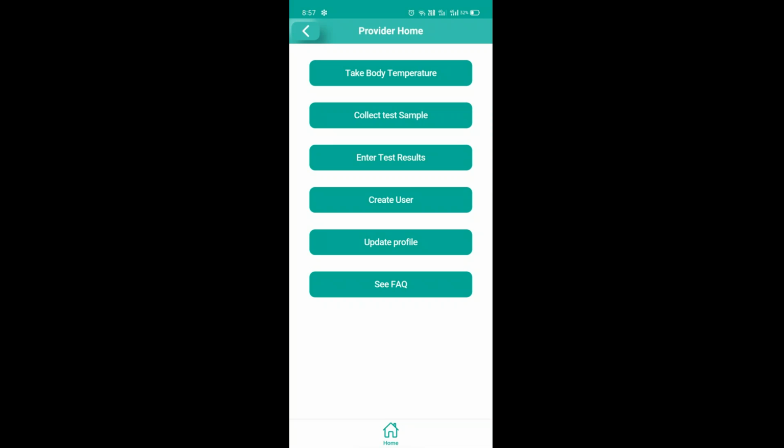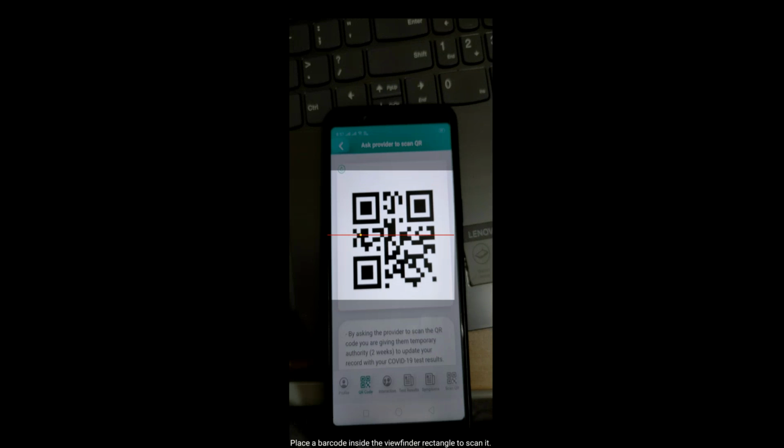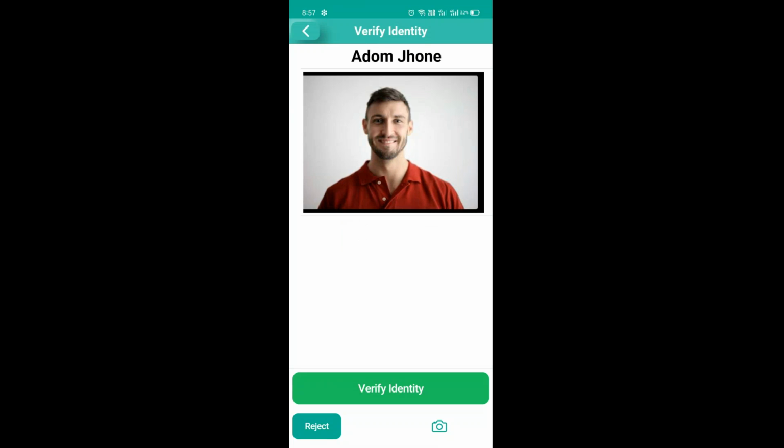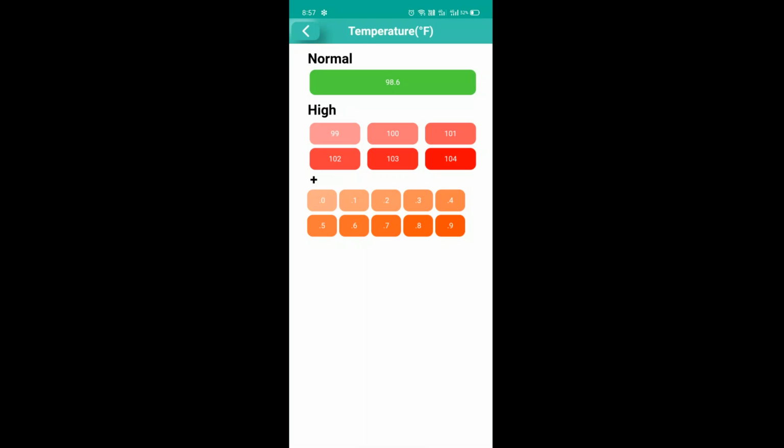And what else do we have? Yeah, so the body temperature: the provider can also take body temperature. Any user can take body temperature of any other user, but the provider can also take body temperature of another user. So we're allowing that to happen as well. I think we covered everything here so far.